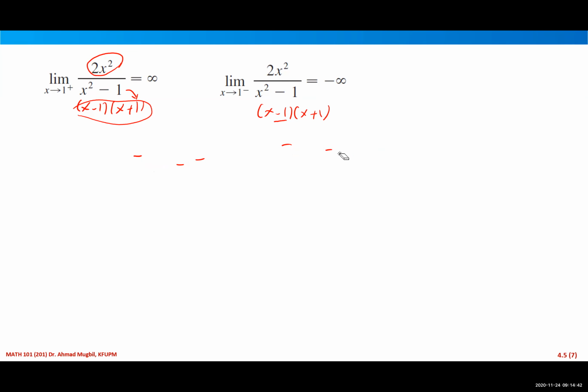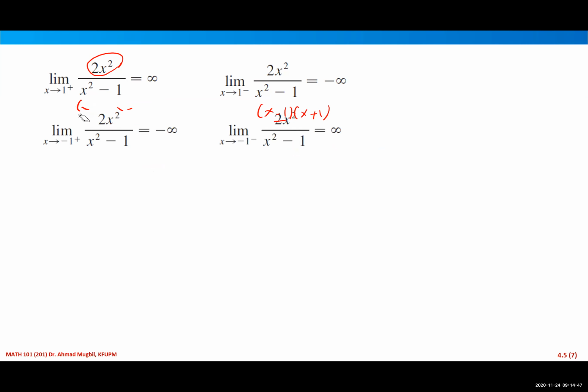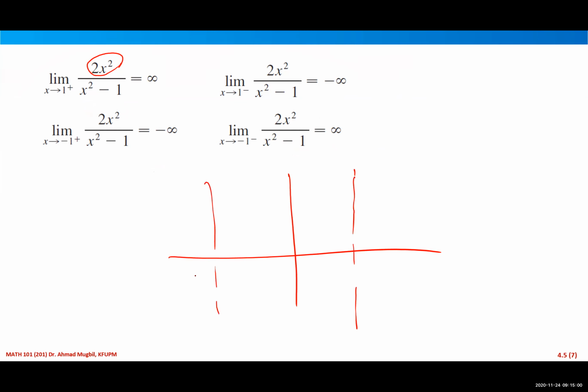Similarly for negative 1. If you check negative 1 from the left and from the right, why do you need to know this? Some of you might say, I know it is a vertical asymptote, so why should I do this? Because you need to sketch the graph. So this is 1 and this is negative 1. You need to know whether the graph is going to infinity or to negative infinity, to the right and to the left. You must do this to sketch the graph.